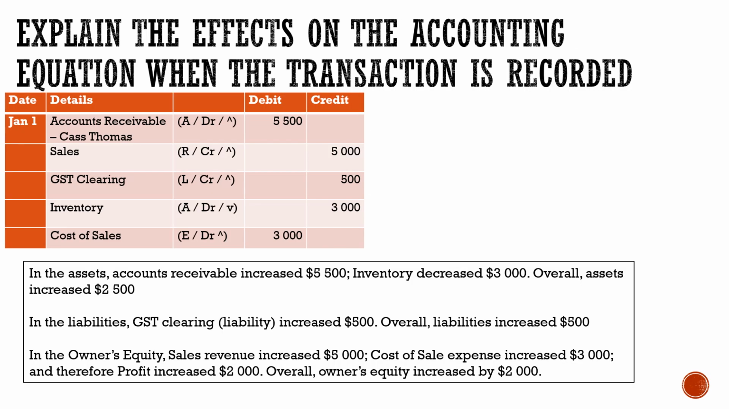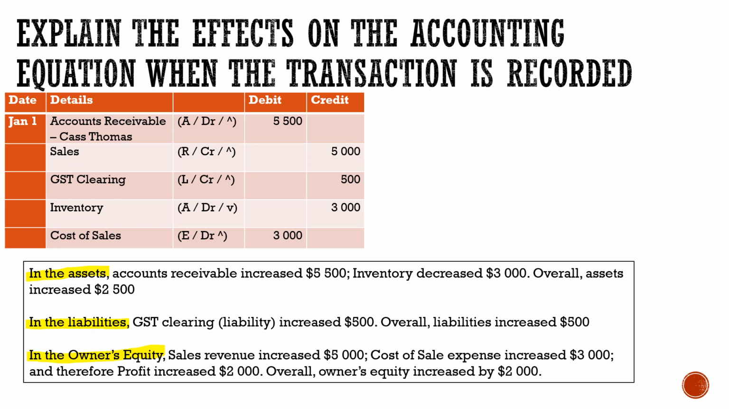Next, we're going to explain the effects on the accounting equation when the transaction is recorded. It's the same process as we used earlier when we are identifying the effects on the accounting equation. The only difference now is that we're putting it all in full sentences. So I use this structure where we are clearly stating the effects in the assets, in the liabilities, and in the owner's equity. So those will be our sentence starters.